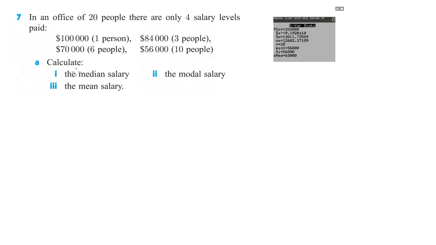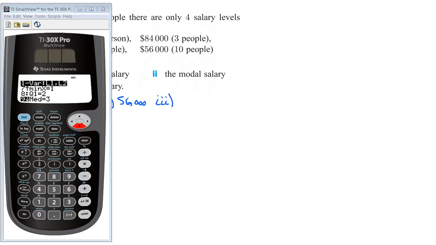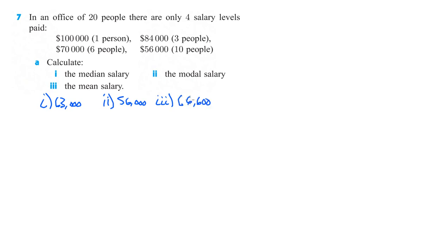That's 63,000. The mode is the one that happens most often, which is definitely the 56,000. And then the mean salary is, oops, wrong calculator. Let's get rid of that. There we go. And then the mean is back up here, x with the bar over the top, 66,600. Okay. So that's all we have for 7.